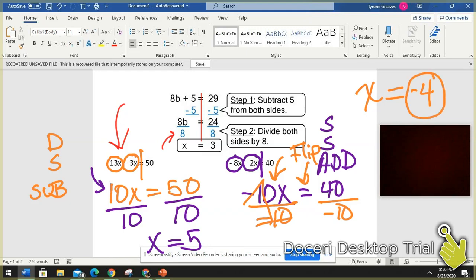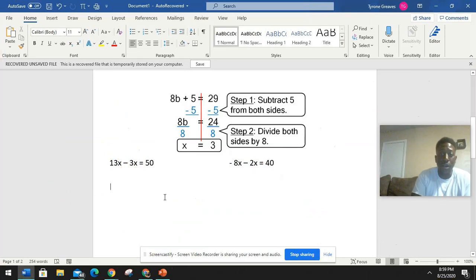I hope you learned some things from watching me explain equations and inequalities. So remember to combine like terms. Remember to use your inverse operations, write your steps out clearly, and remember your integer rules. Same signs add, different signs subtract.